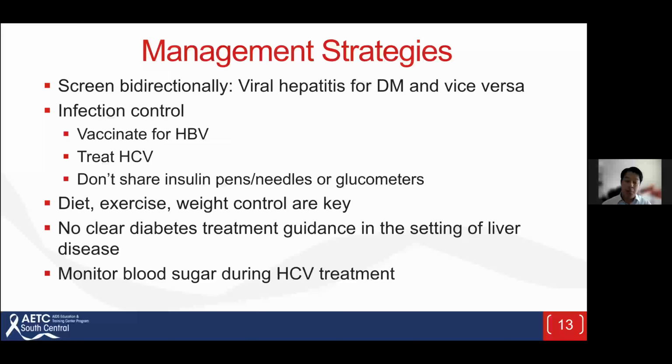For patients who have diabetes and are on hepatitis C treatment, we probably want to closely monitor their blood sugar, because the treatments we use do improve glycemic control. So particularly if they're on insulins, you could risk hypoglycemic events. Probably not so much if they're just on orals.